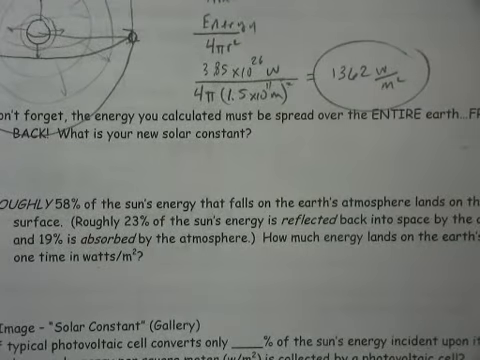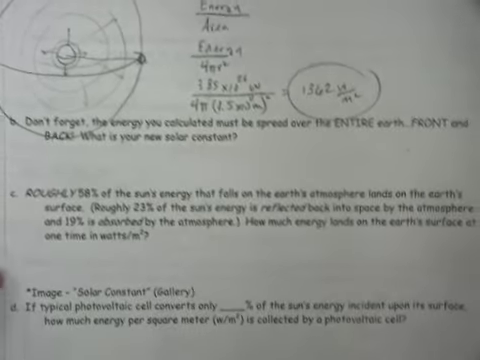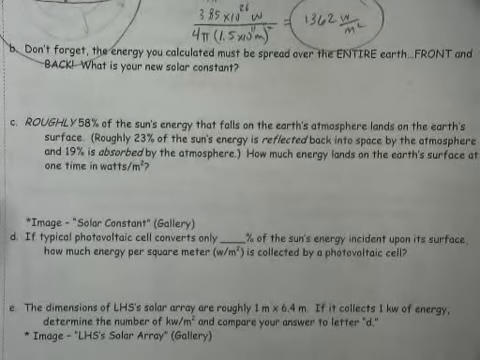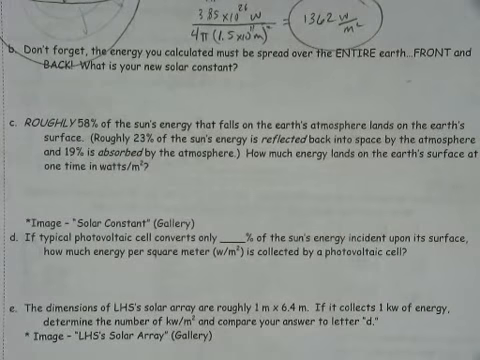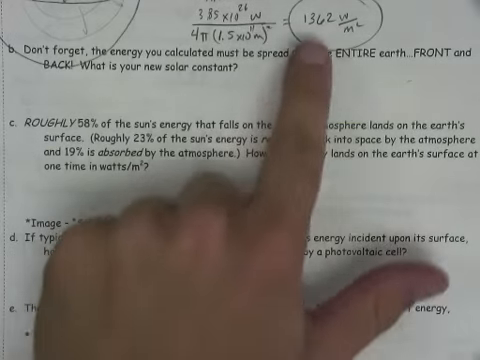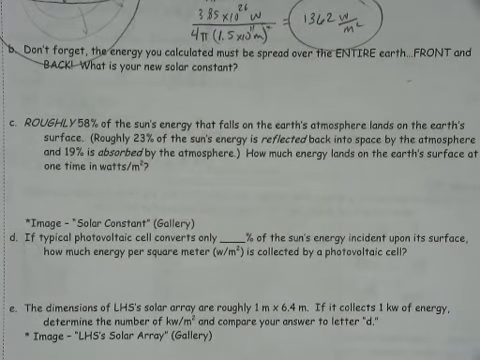So here's the next question. All right, next part. It says, don't forget the energy you calculated must be spread over the entire Earth, front and back. What is your new solar constant? So here's the thought on this. This 1362 is only during the daytime, at its maximum point. At nighttime, you're not going to collect anything.